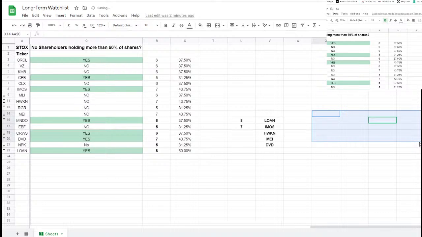Boom. What does this mean? This means that our watch list has already been narrowed down. As you can see, we've got Loan, IMOS, Hawkins, MEI, DVD. These are 5 of the new stocks that I'm going to be putting into my watch list for the long term. I'm obviously going to do a lot more in-depth analysis, and I'll be honest with you, it's really unnecessary for a lot of people to go in depth for this. But I'm going to do it for my own due diligence just to make sure that at the end of the day, I know where my money's going and I'm doing research on these companies inside out, knowing what's going on. Yeah, that's pretty much it.